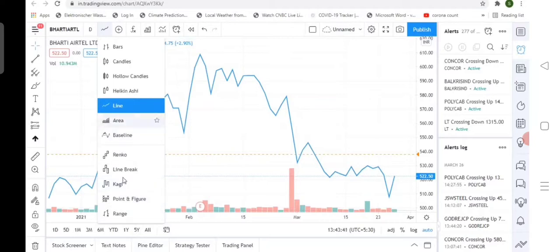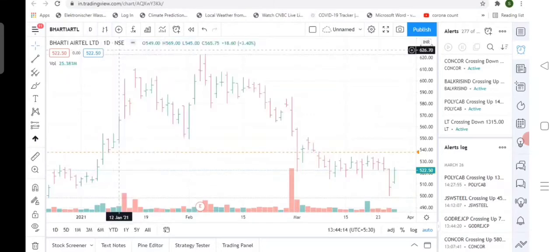There are 1,000 kinds of ways of representing a chart, but the most common are line, bar and candlestick charts. Out of that, 80 to 85% of people use the candlestick chart only. So I request all of you to look at this candlestick chart more significantly, because it is used by almost 85 to 90% of traders. But candlestick charts came much later. Let us focus on the bar charts before that.